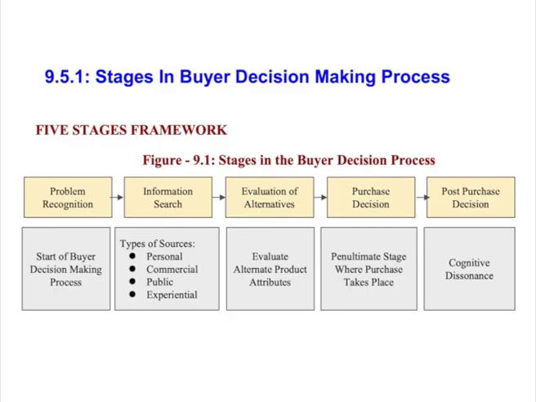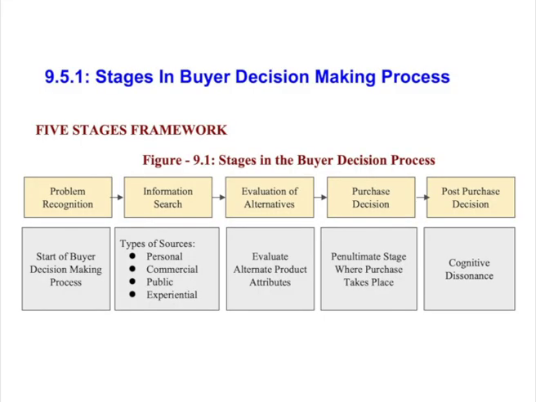Then the second one is information search. This needs to be understood in terms of the types of sources that are available. There could be personal sources, that is my family and friends, or commercial sources like the company's advertisements, or public sources, for example, what is out in newspapers or journals, or experiential sources where I have purchased that product previously, or I have used the product, so I know what it is like. So it narrows down my search.